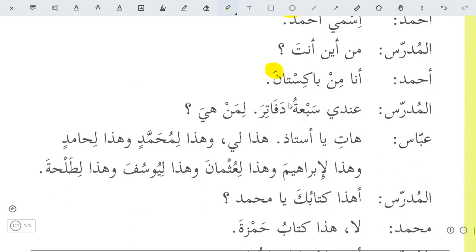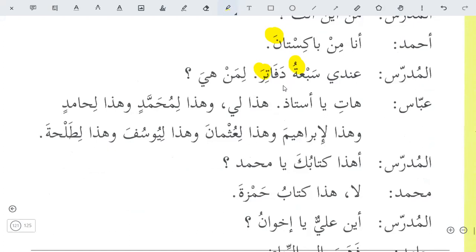Sab'atu dafatira. I have 7 notebooks. This is mudaf, sab'atu dafatira, and this is mudaf ilayh. There is no alif lam on the dafatira. So, it is not majrur here. Sab'atu dafatira.